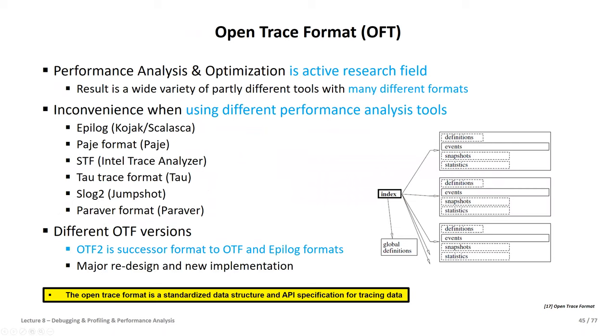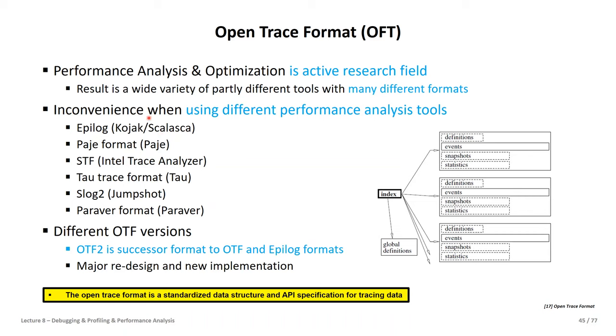So by thinking about this tracing and having many different performance analysis tools in the past, there was basically a problem that you had lots of these tools and they were not interoperable. In other words, it was triggering ideas about a standard called the Open Trace Format. It's still an active research field where different tools with many different formats should now rather stick to this Open Trace Format, OTF, and then have these different performance analysis tools that also evolved over time.